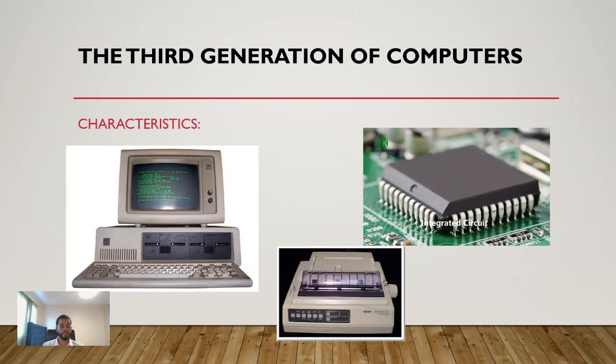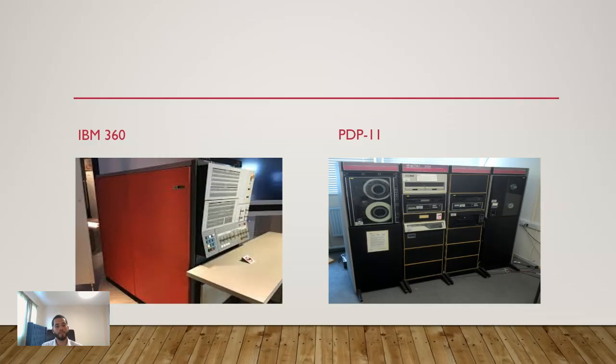The third generation used integrated circuits, or chips. They allowed many transistors to sit on one small silicon plate, which reduced size and increased speed. Also, in this generation, computers started using monitors, printers, and keyboards. And the computers of this generation allowed computer networks to exist, and that later on became the internet. Some examples were the IBM 360 and the PDP-11.